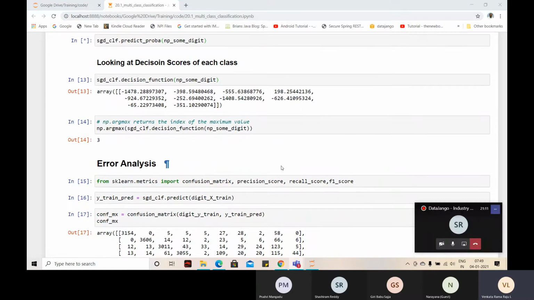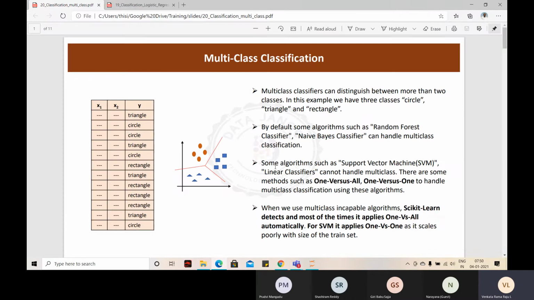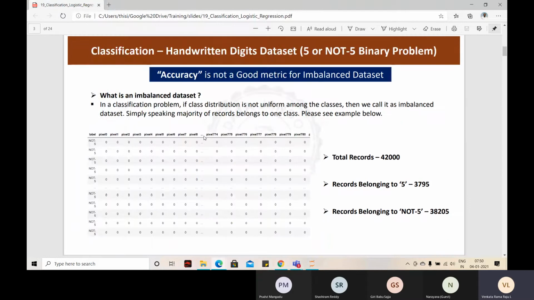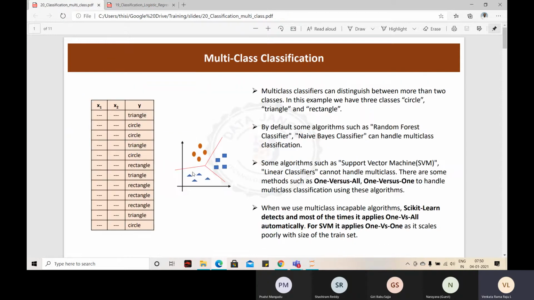So, no questions. Good. Let me move back to the slide here and let us try to understand how exactly the multi-class classification is happening. On a binary class classification, the algorithm is trying to draw a decision boundary between two classes, right? Similarly, on a multi-class classification also it will try to draw decision boundaries like this. There are triangles, there are circles, and there are rectangles. The algorithm will try to draw a decision boundary like this.